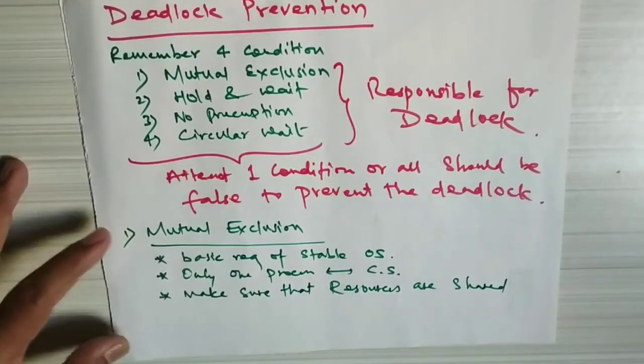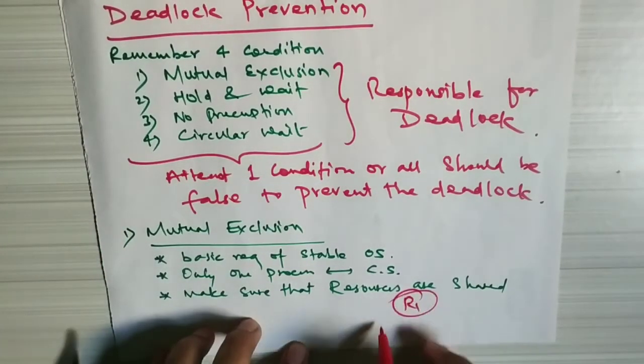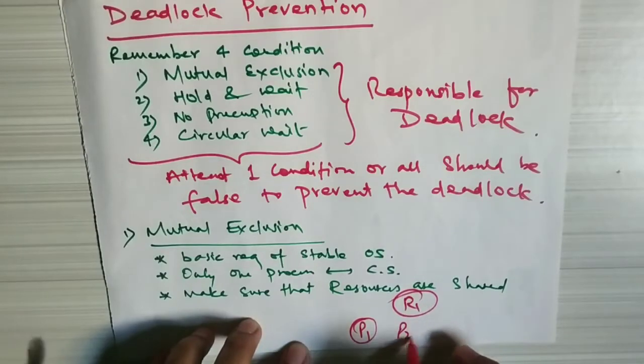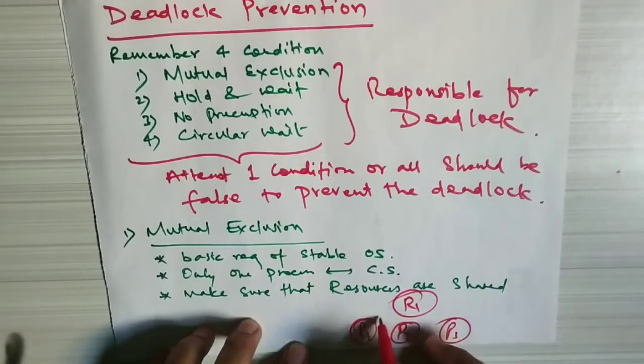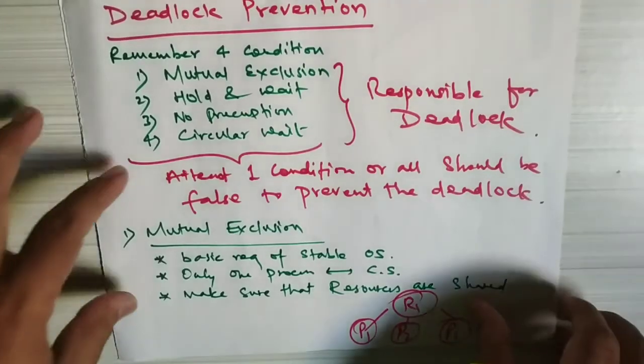How are the resources shared? We can draw the diagram like this one. This is the resource R1. We have process P1, process P2, and process P3. All are sharing this resource. So we need to make sure that resources are shared. According to this, we can achieve mutual exclusion and the deadlock can be prevented.